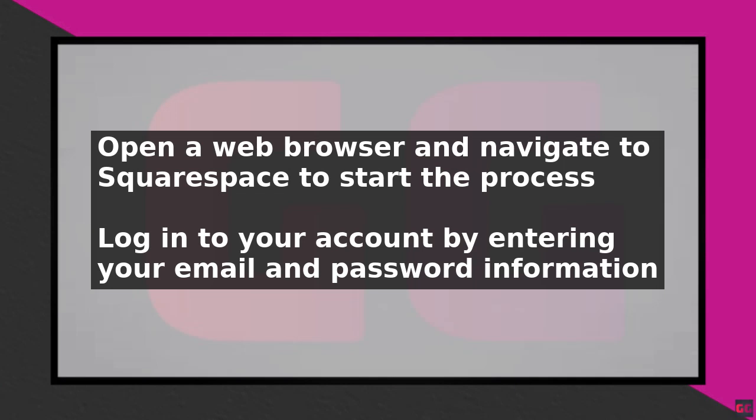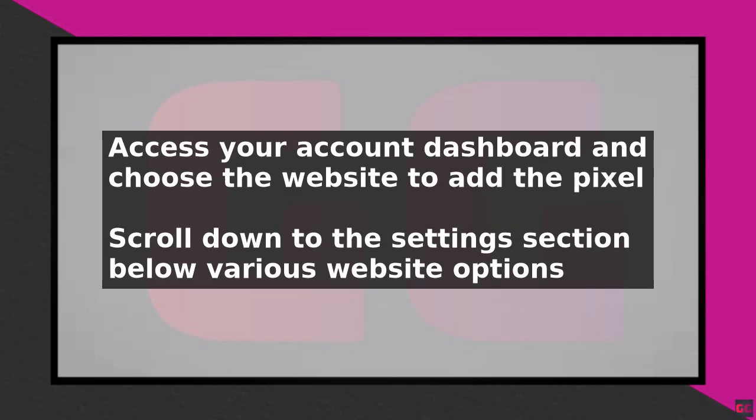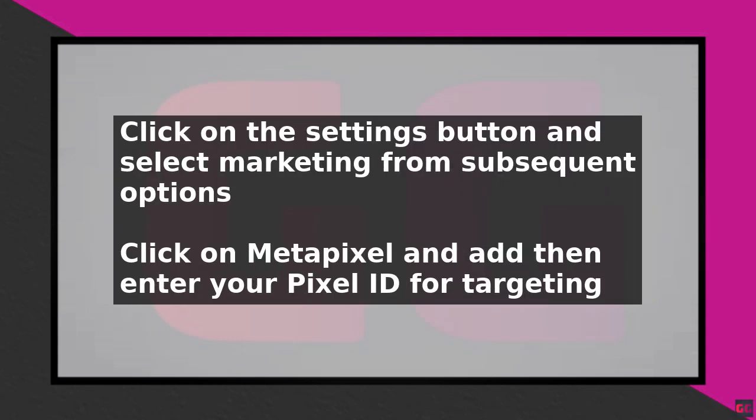Once you've accessed your account, go to your account name and select the account dashboard to choose the website where you want to add the Facebook or metapixel. Scroll down to the settings section, which can be found below the options for website, selling, invoicing, content, membership, donation, scheduling, marketing, contacts, and analytics.